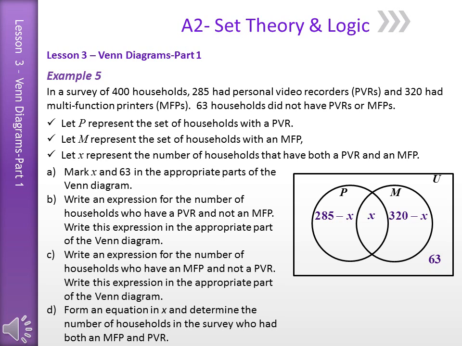This is now an algebraic equation, and we can solve now for X. And I've shown the equation here. Finally, we now know that X is 268. So now we can actually do the final calculations and find out that 285 minus 268 is going to give us 17 households with just a PVR. Our X is, of course, 268. And the number of households with just the printer would be 320 minus 268, which would be 52.